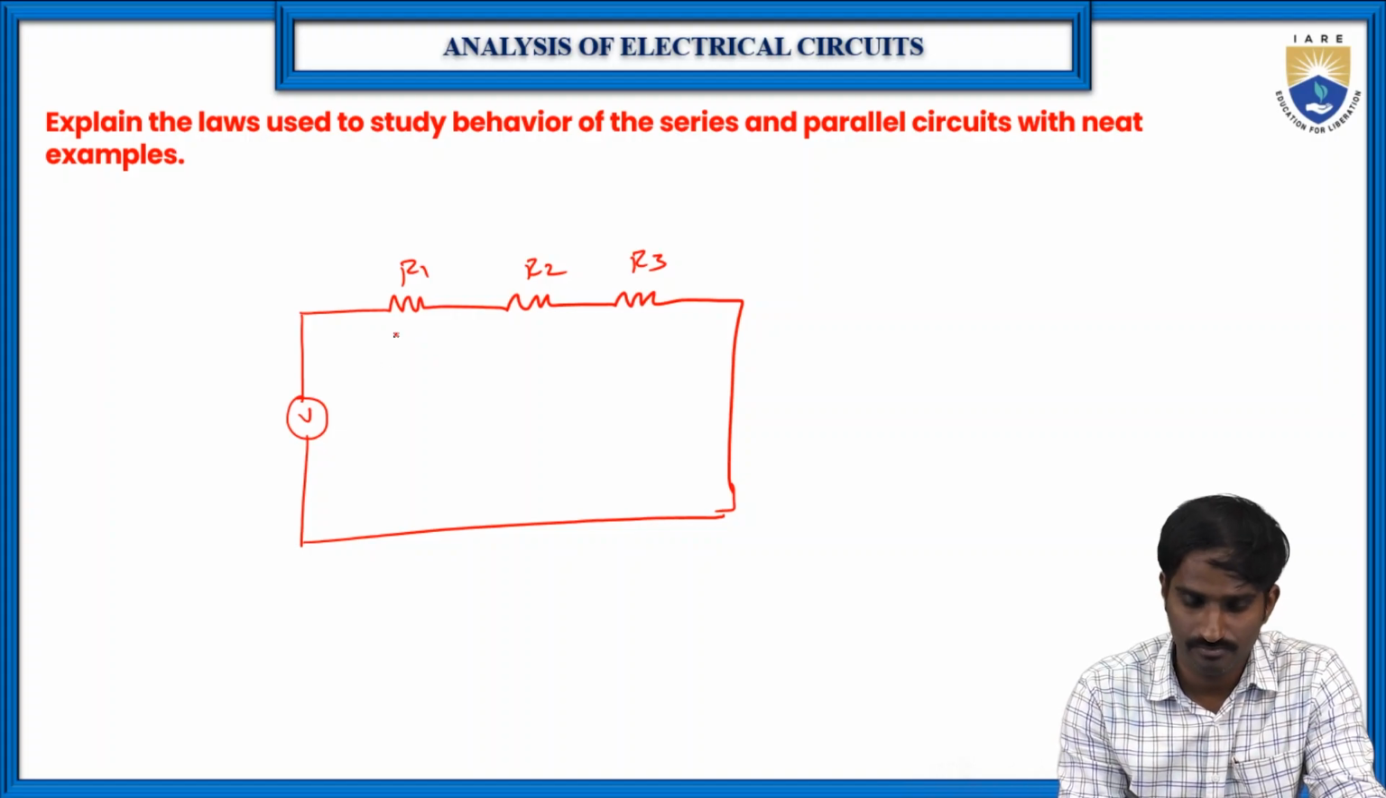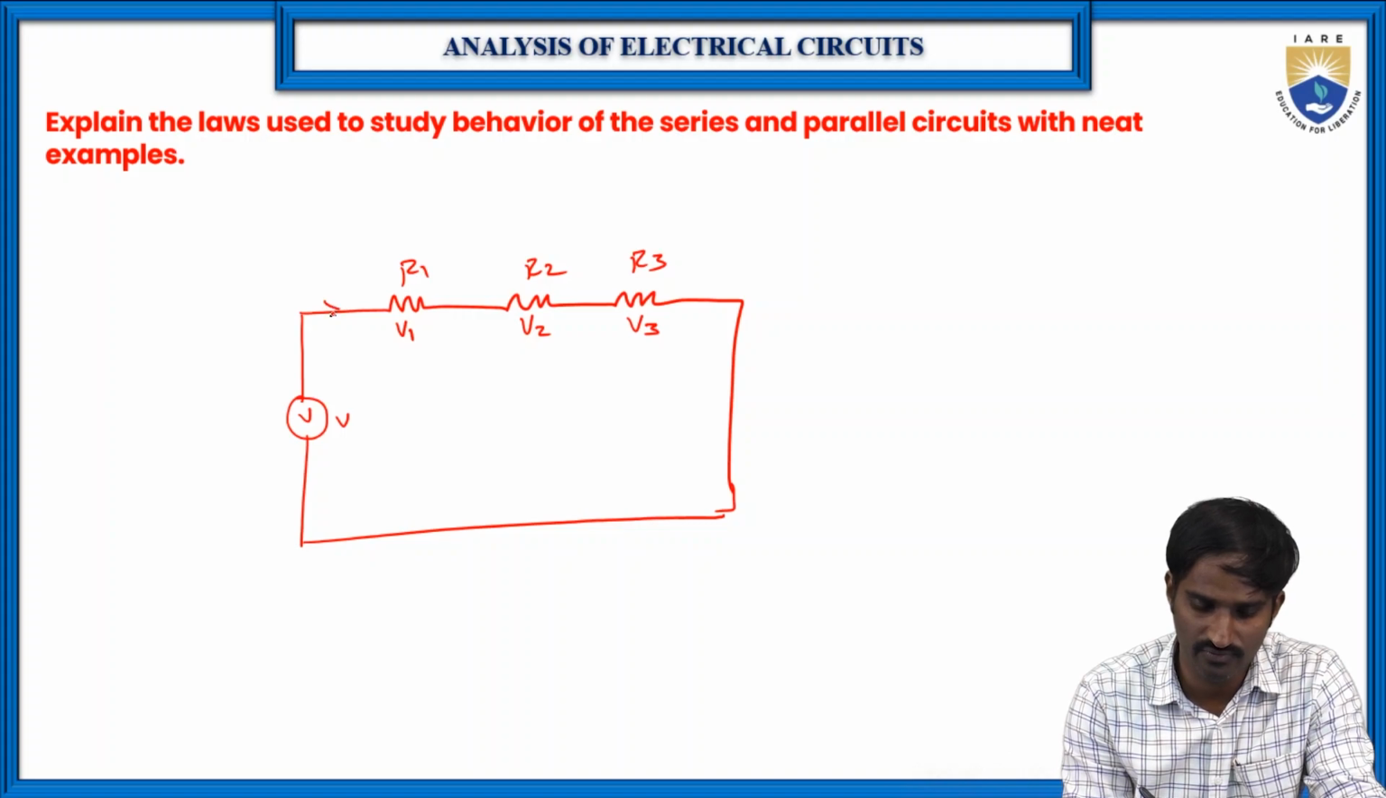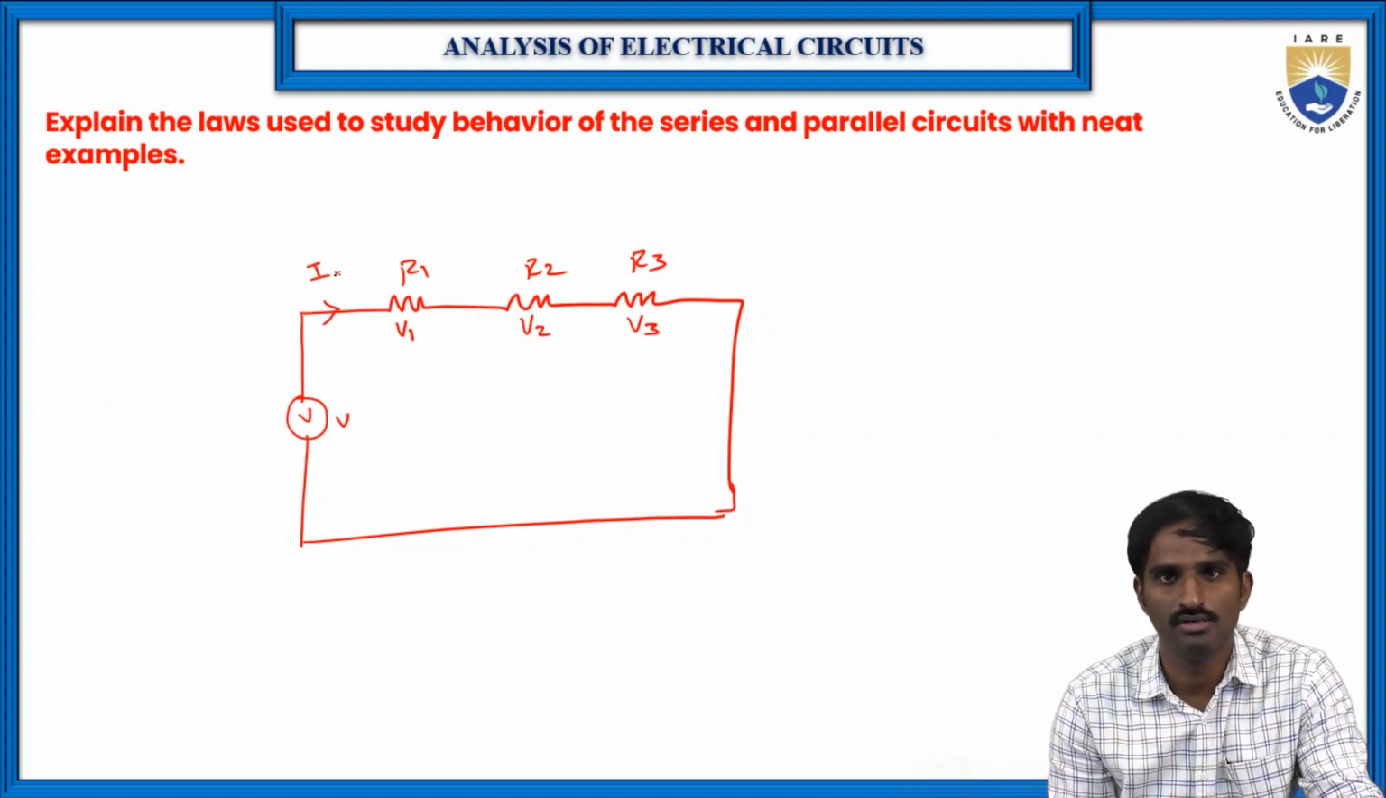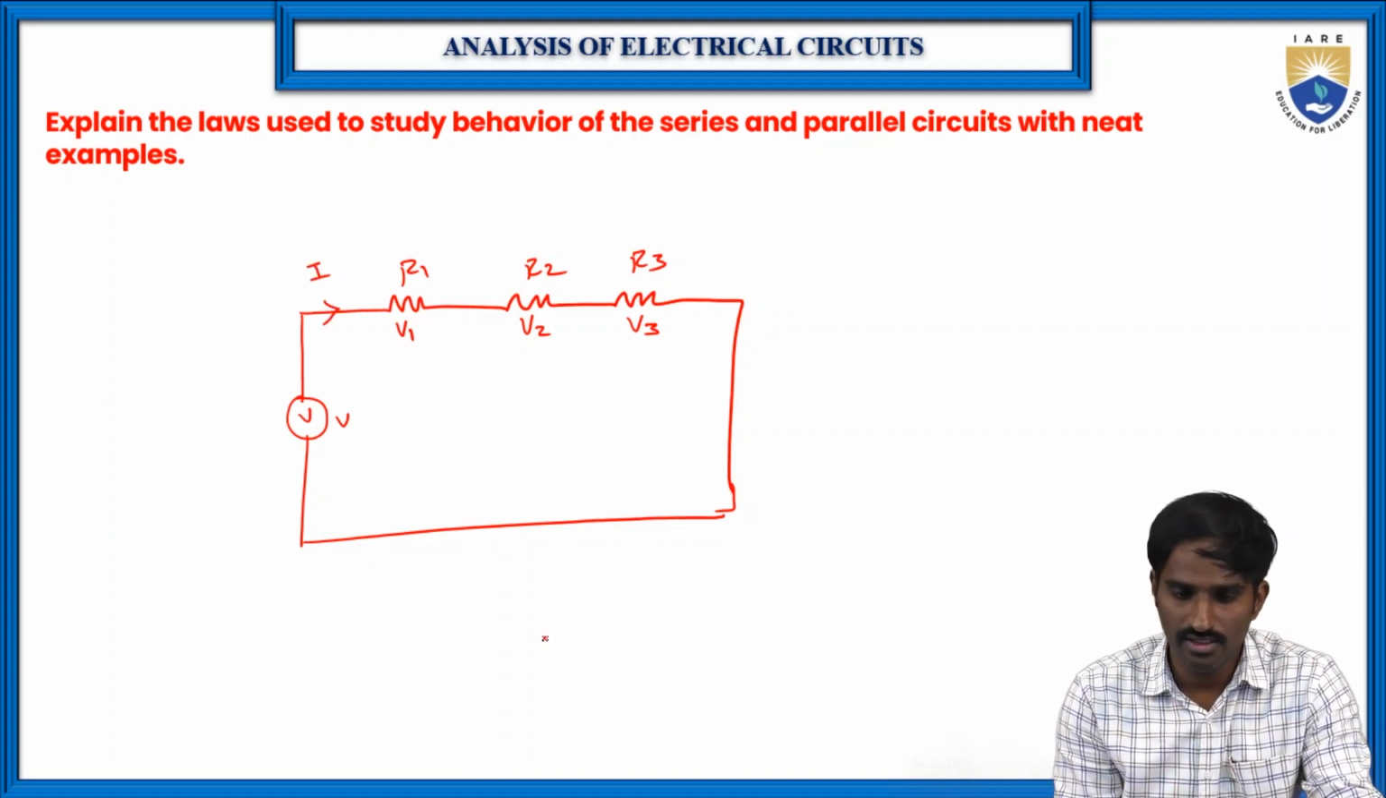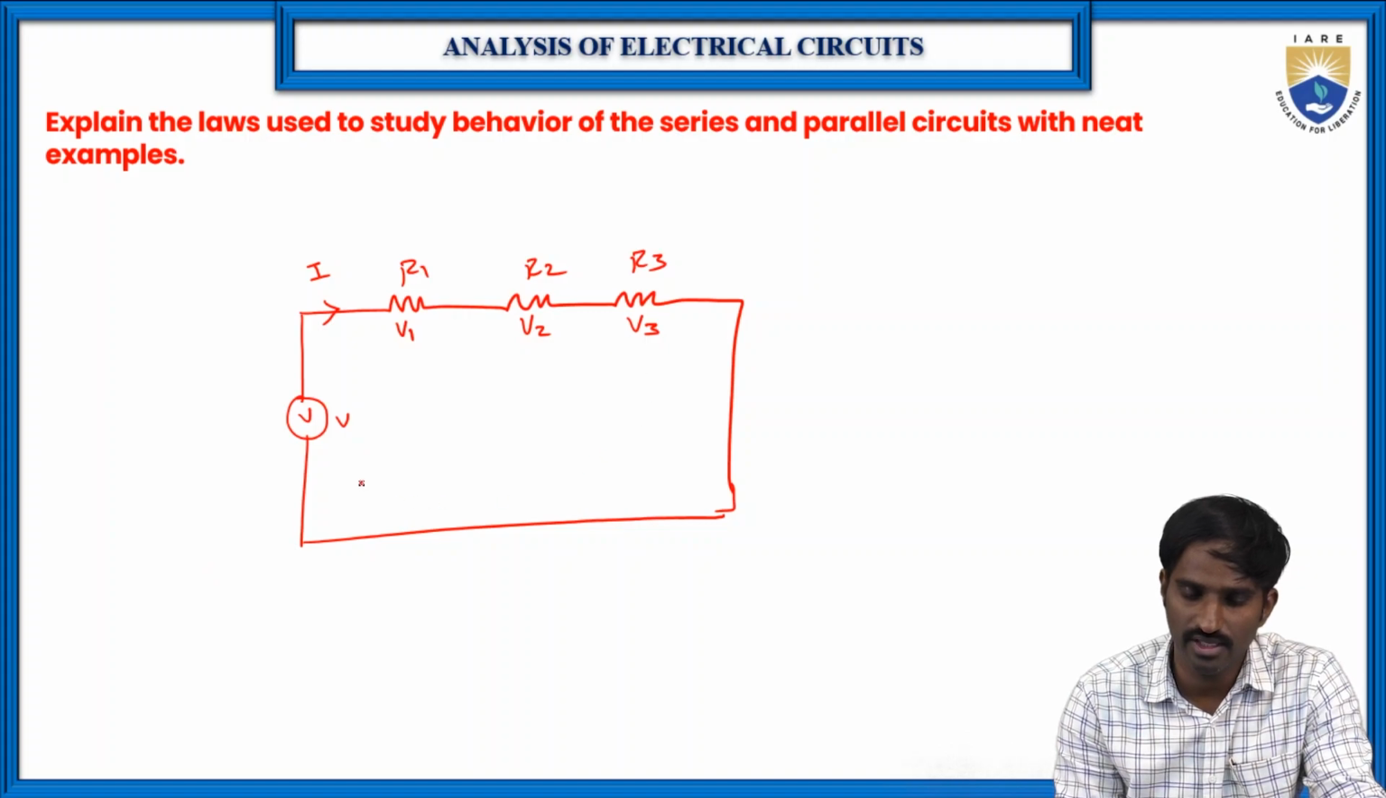As we know, V1, let us consider the voltage across the resistor R1, and the voltage across R2 is V2, and the voltage across R3 is V3. And let us consider the current flowing through the circuit is I. Right? Then the behavior of the circuit is nothing but, so now find the total voltage relation across V1, V2, V3 in this circuit.